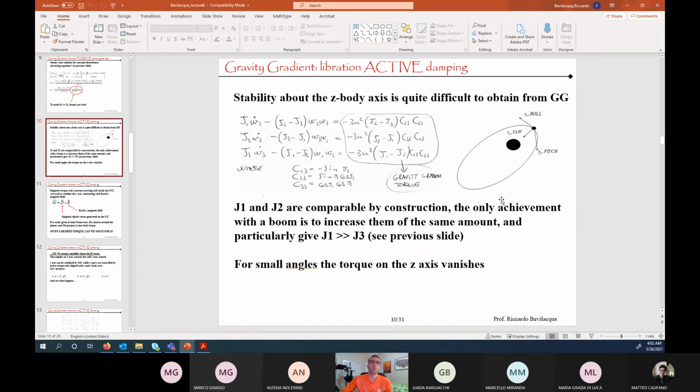is not almost ever considered, because J1 and J2, the moments of inertia for roll and pitch, are usually comparable, and all you do when you extract a boom, like we've seen with a tip mass, you usually do it along the z, and so you're going to increase J1 and J2 pretty much by the same amount. So it's not going to make a difference to deploy a boom in terms of controlling the z-axis.